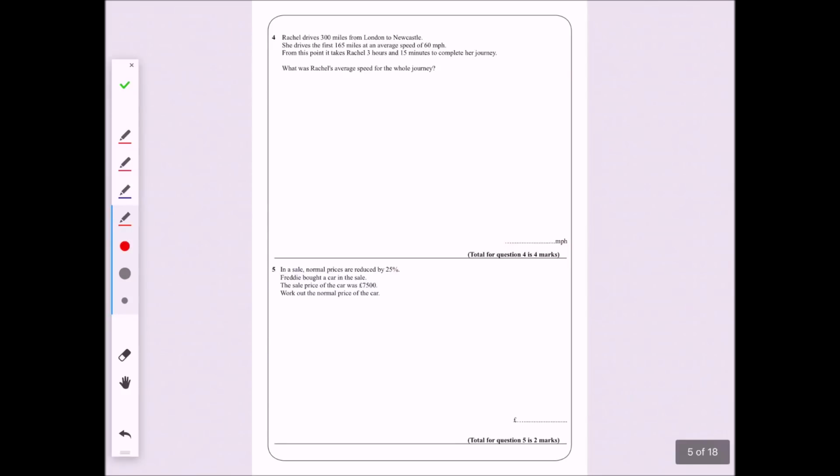Question 4, Rachel drives 300 miles from London to Newcastle. She drives the first 165 miles at an average speed of 60 miles per hour. Now, straight away, 60 miles per hour is a really nice speed because that means 1 mile per minute. From this point, it takes Rachel 3 hours and 15 minutes to complete the journey. What is Rachel's average speed for the entire journey?